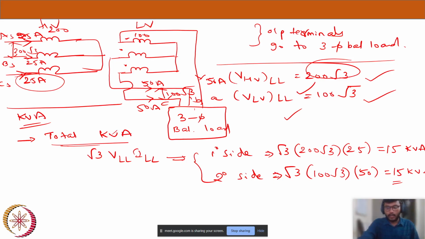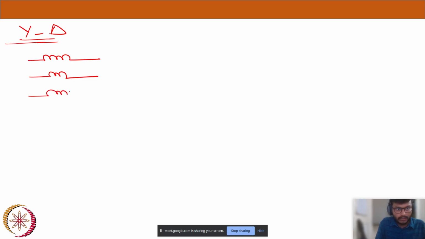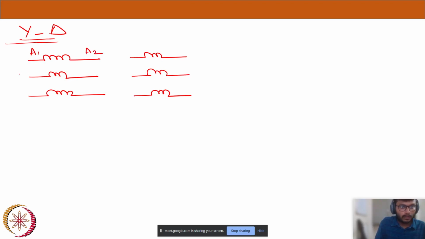Now let's look at one last connection. That is star-delta, and we will solve the problem now. So we'll quickly see the star-delta connection. Again drawing the primary windings of three single-phase transformers and the secondary windings of each single-phase transformer, and yeah, A1, A2.